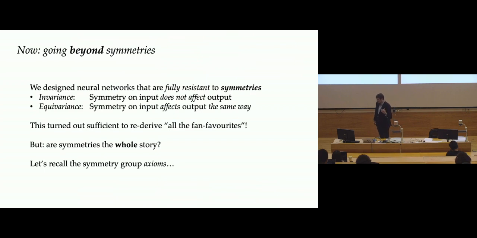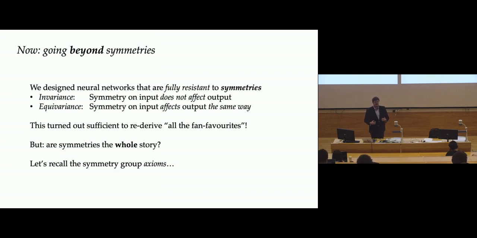So, just to recap one more time, we designed neural networks in a way that's fully resistant to symmetries, either invariant, such that our symmetry on the input does not affect the final output, or equivariant, such that if we apply a symmetry on the input, it will affect the output, but in a predictable manner. And this turned out to be sufficient to derive all the fan-favorite architectures.